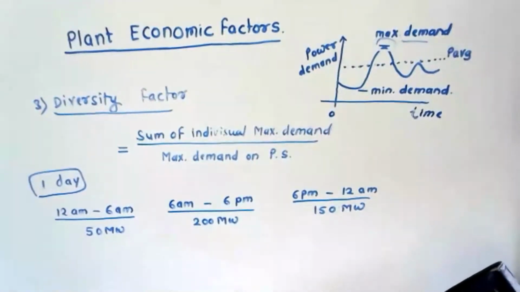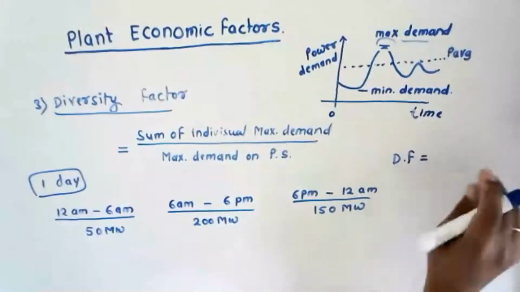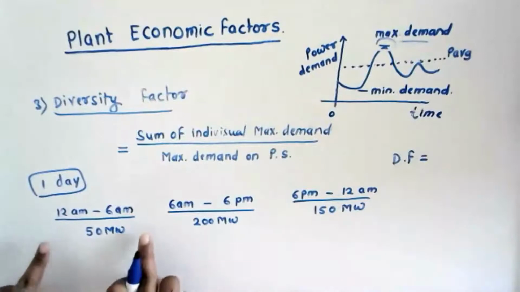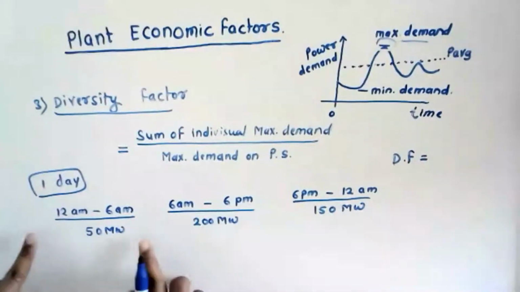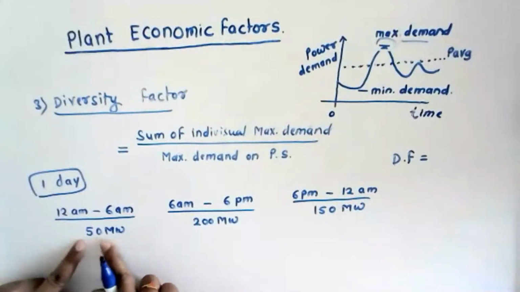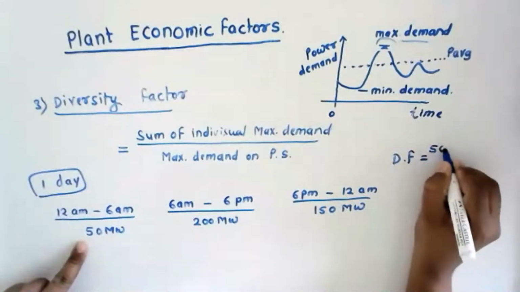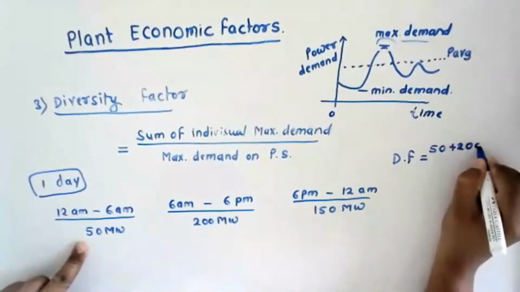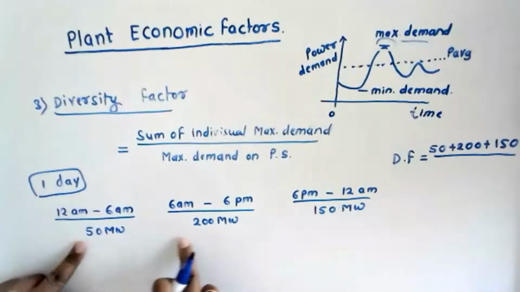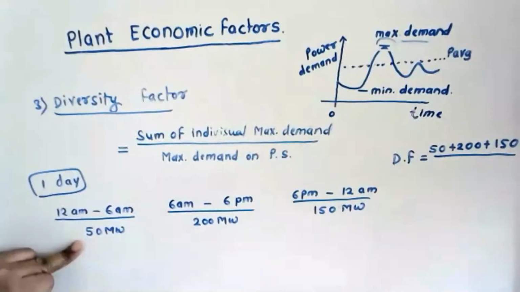तर मी याचा डायव्हर्सिटी फॅक्टर कसा काढणार? So what is my diversity factor here? So here diversity factor is the sum of the individual maximum demands. माझ्याकडे 3 टाइम पिरियड आहे. तीनही टाइम पिरियड मध्ये माझी मॅक्सिमम डिमांड किती आहे? 50 मेगावॅट, 200 मेगावॅट and 150 मेगावॅट. So I am going to add up all: 50 plus 200 plus 150. That is the sum of individual maximum demands. सगळ्यांची मी काय केले? ऍड अप केले.